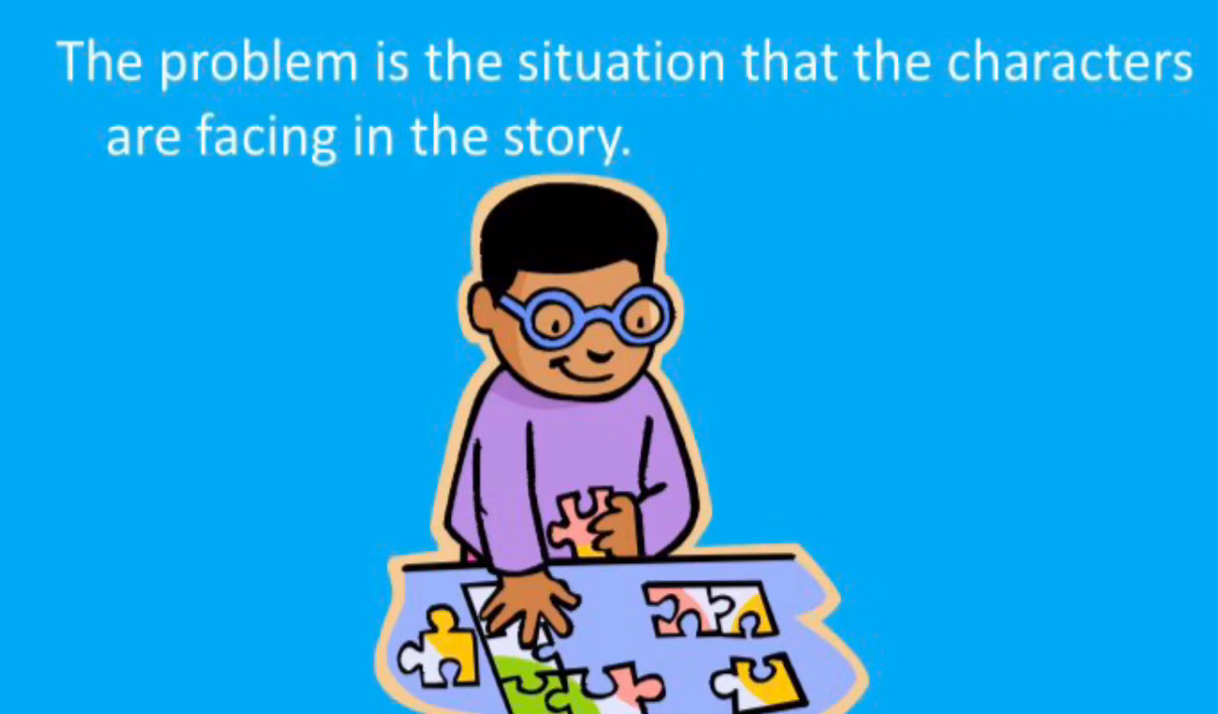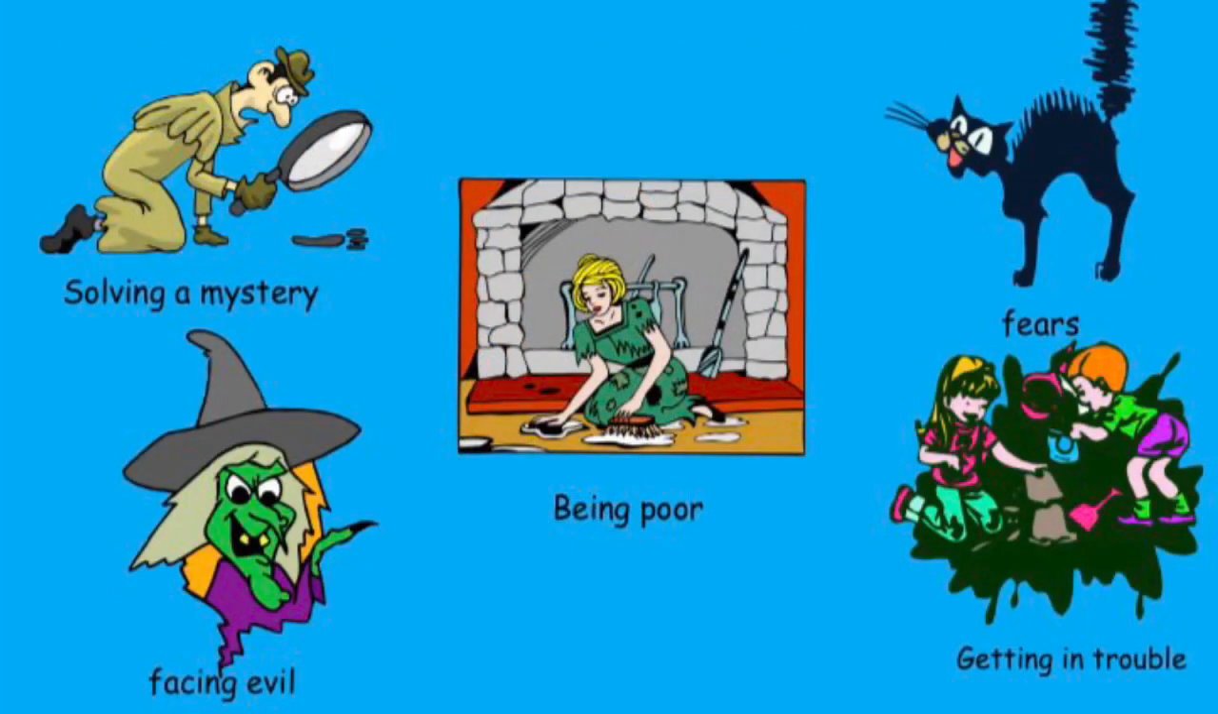Another element of a story is the problem. The problem is the situation that the characters are facing in the story, right? Usually there's not a whole lot of stories where there's no problem. Something has to be happening that they need to fix, right? Some examples of problems in stories: they might be solving a mystery, or they're poor, or they have fears, or they're always getting into trouble, or they're facing evil, right? So these are all problems in the story.